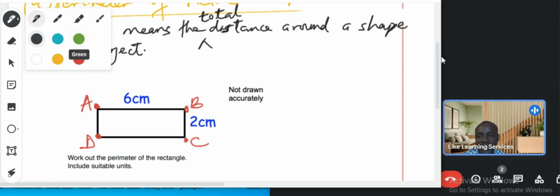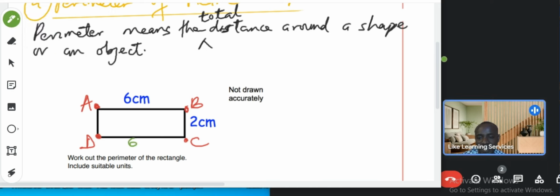We're going to fill in those ones that are not written. In fact, anytime you're finding perimeter, always try to fill in the parts that are not given. Okay, so D to C or C to D is 6 centimeters. What's the length of D to A or A to D? 2 centimeters. So I've filled in all the ones that we don't have. So now what's the total distance all around?